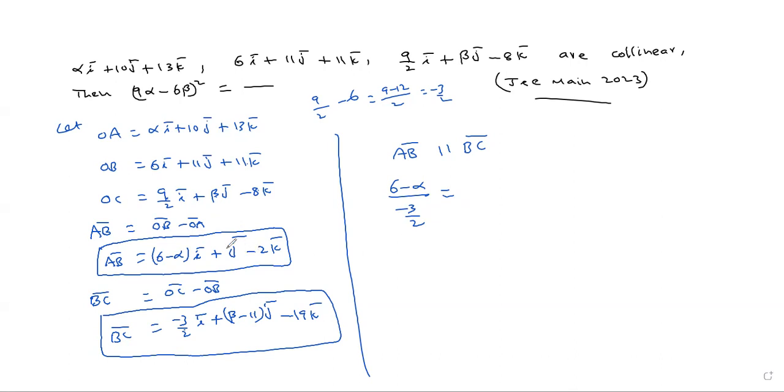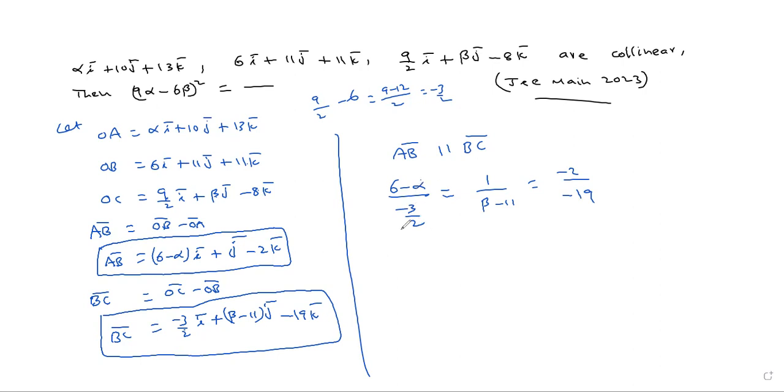Next, AB j coefficient is 1 by, what is BC j coefficient? Beta minus 11. Equal to the AB k coefficient minus 2 by the BC k coefficient minus 19. Okay, a simple one. Now we have to get alpha and beta. After that, you can find the answer. So equate first and third.